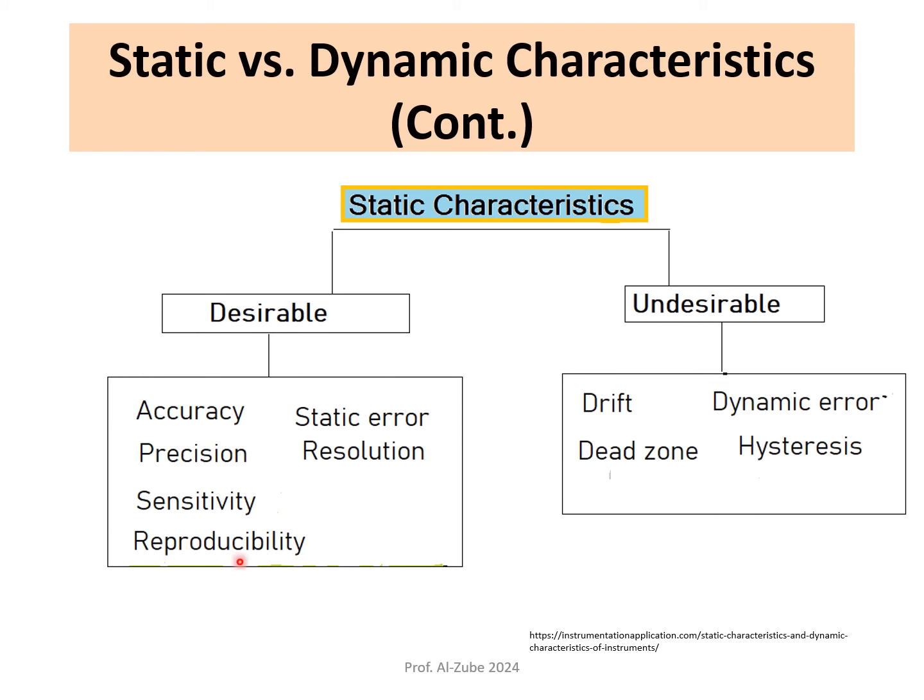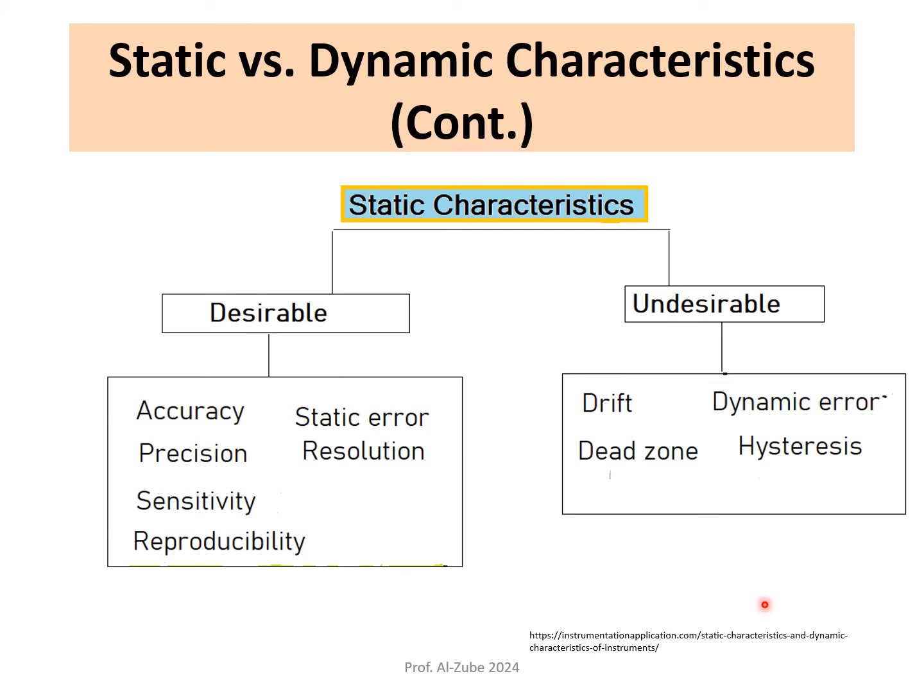Then you have something called sensitivity, which is the smallest detectable change in the measured quantity that produces a perceptible change in the instrument reading. It's a measure of the ability of the instrument to detect small changes in the measured quantity. That's something good. You want to have high sensitivity for your instrument.